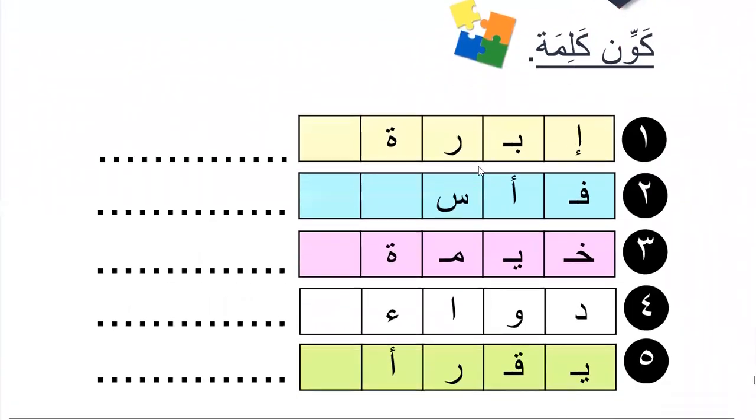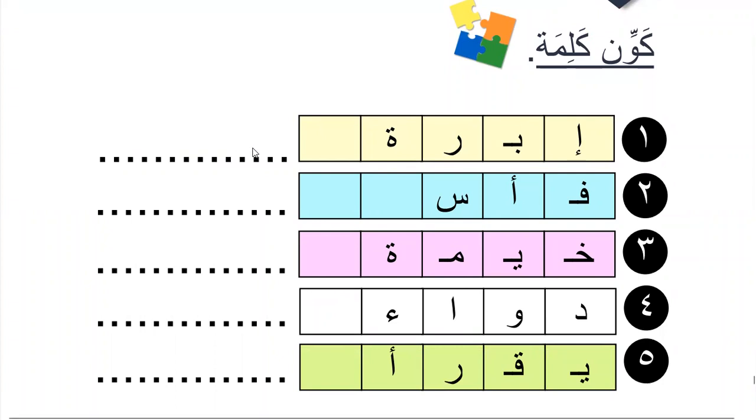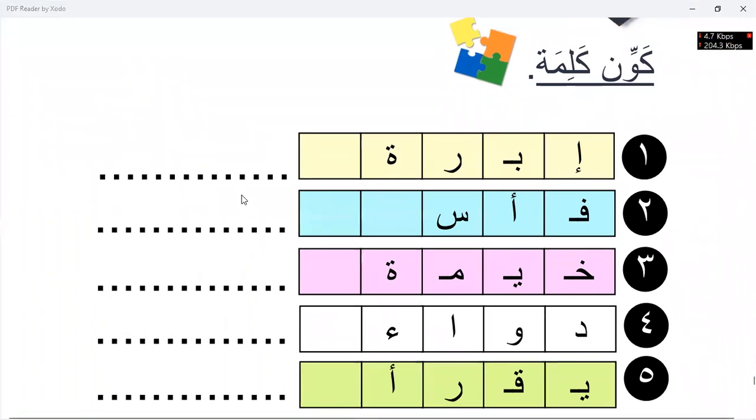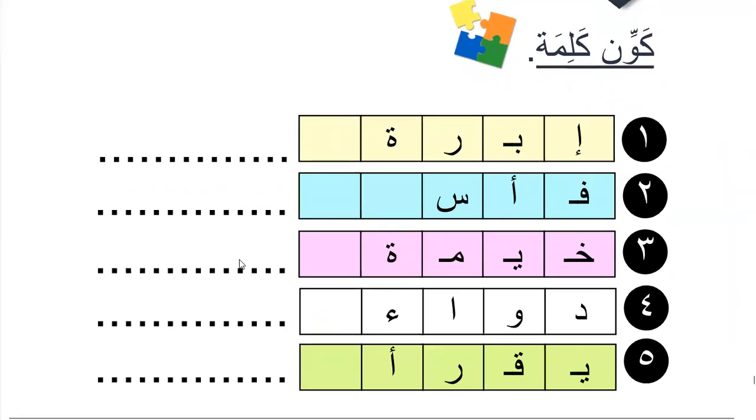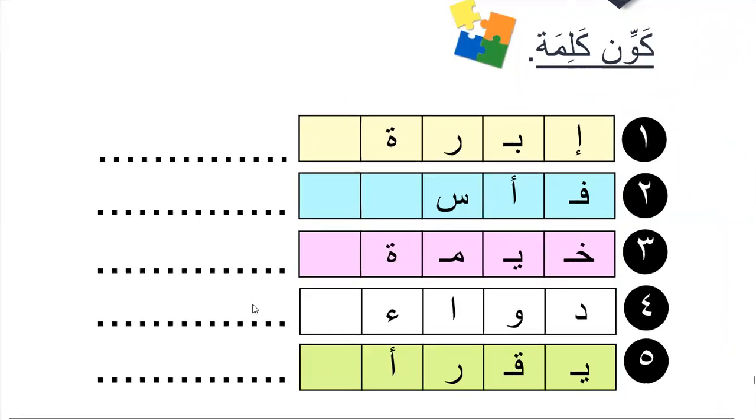Last time we stopped here. Kalima, the word. Latifa, what does Ibra mean? Ibra means needle. Fas means axe. Kaima means tent. Dawa means medicine. Yakrahu, he is reading. Good. Riyan? Yes. Ibra, needle. Fas, axe. Kaima, tent.